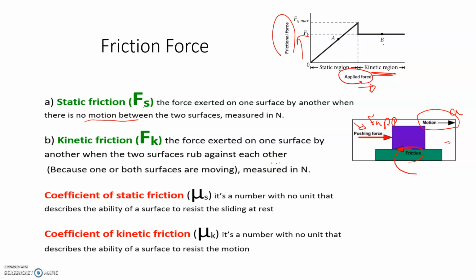Here I have movement. Both are moving. I have the coefficient of static friction, which is a number. It doesn't have a unit, and it describes the ability of the surface to resist sliding at rest. And here, the ability of the surface to resist the motion. Of each of these, it's a number, usually less than 1. It depends also on the surface, whether the surface is smooth or rough.